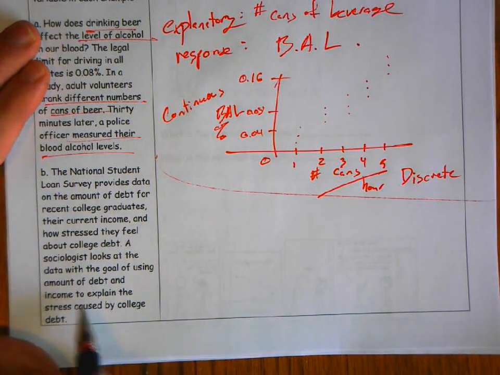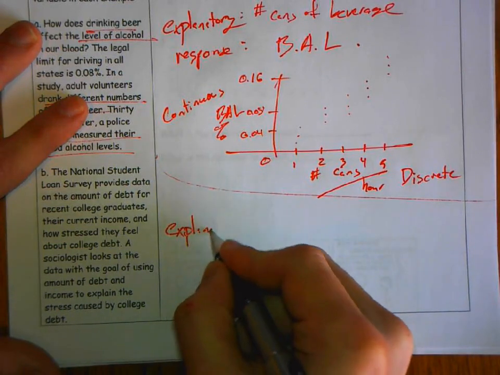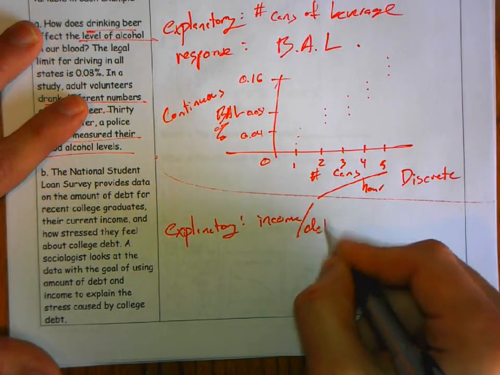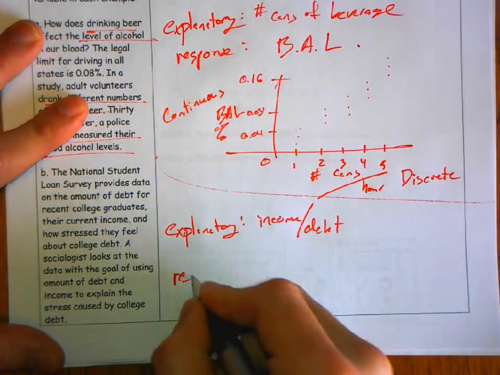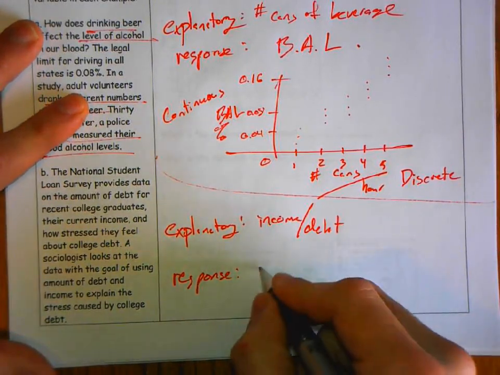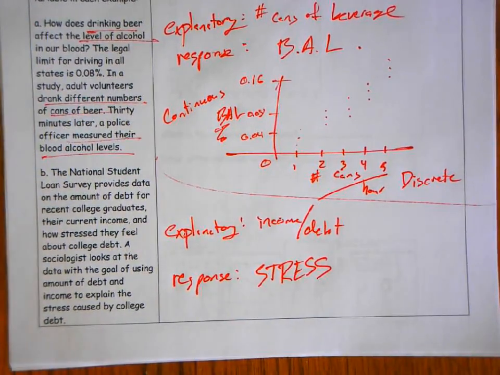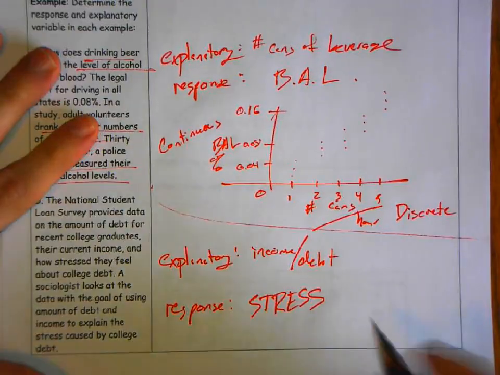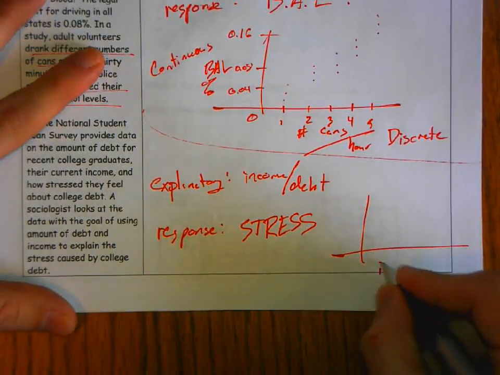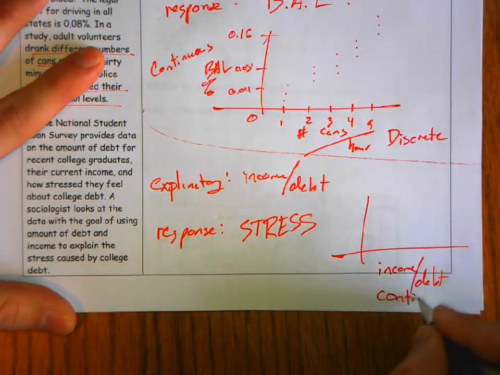All right, and down low, a National Student Loan Survey provides data on the amount of debt and their income and how stressed they feel. All right, what's our explanatory variable? Explanatory is income, maybe the income to debt ratio. Response: how do we respond to income and debt? We respond to it with stress. Great. Cool. That one, I don't know, how do you measure stress? How is stress measured? So we got income and debt down here, and that's likely continuous.